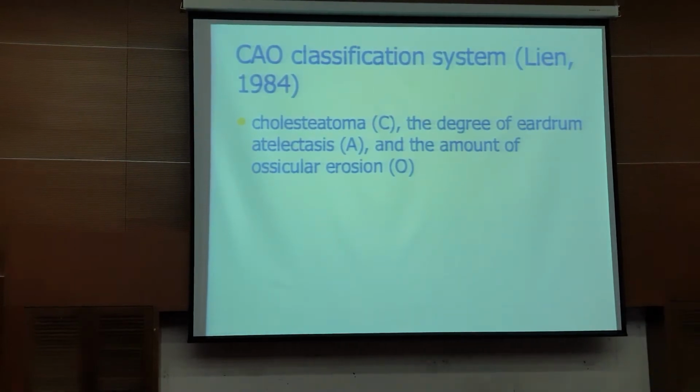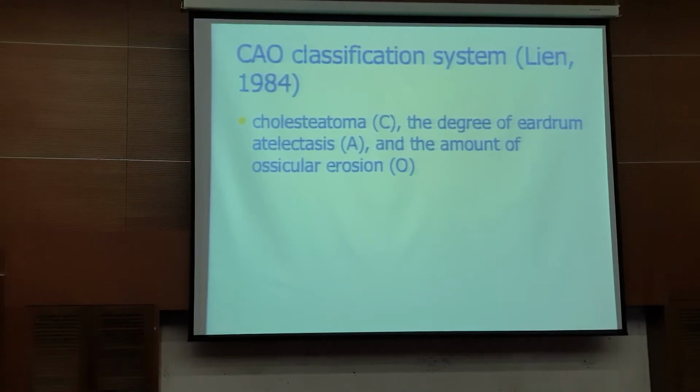So if, let's say, you write a long essay on cholesteatoma, unlikely it comes out in the exam because this is something that can be tested in the long case or in the viva. But they can ask you about cholesteatoma in a short case. Okay, so the classification that you should also know is regarding CAO. CAO means cholesteatoma, the degree of atelectasis, and the ossicular erosion. So why you want to choose this?